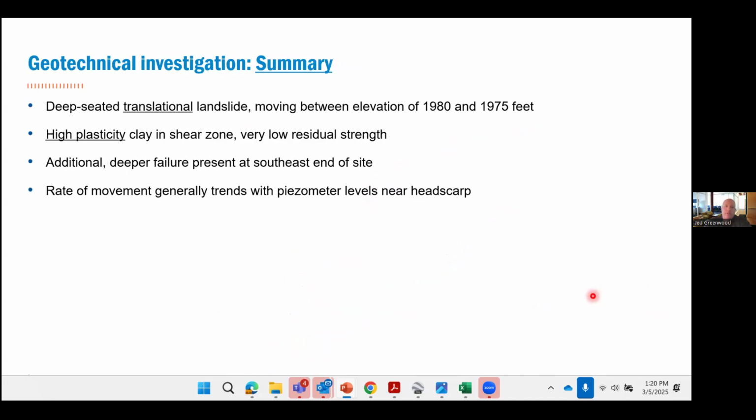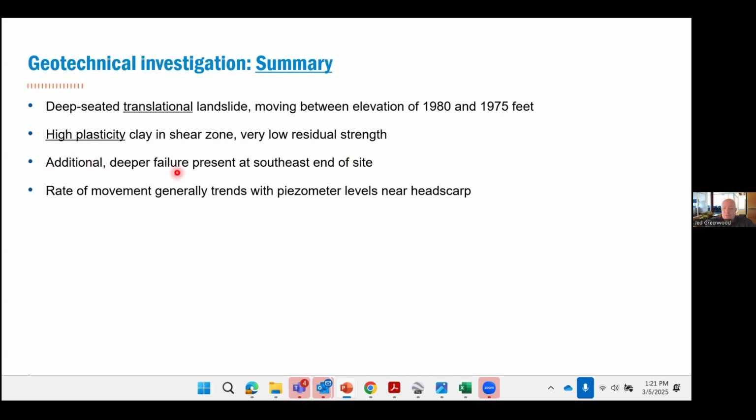So what did we learn from the geotechnical investigation? Number one, it was a deep-seated translational landslide, not rotational. And I'll show a cross-section of that in a minute, moving between these elevations pretty consistently. High plasticity clay in the shear zone, which leads to low drained shear strengths, and there was a very low residual shear strength on the order of 5 degrees.